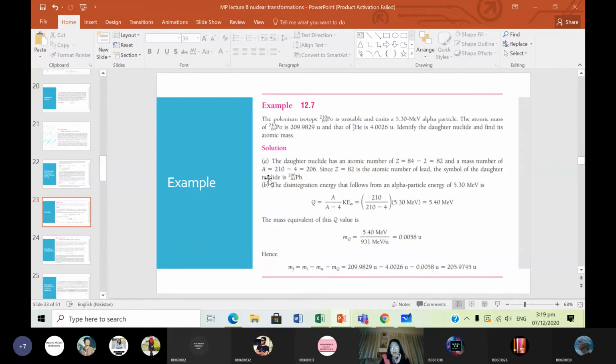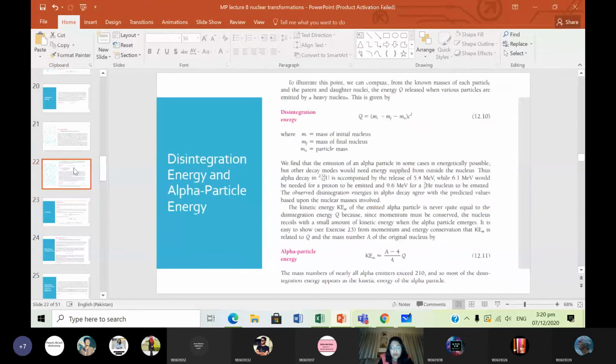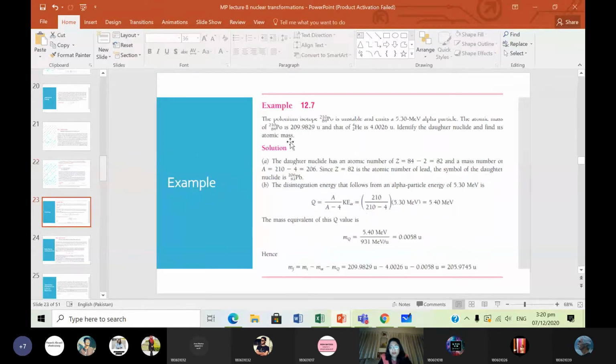So find the atomic mass. Now we have the kinetic energy they've given us, 5.3 mega electron volts. We rearrange this formula over here to make Q the subject. We want to find the disintegration energy, Q. They're saying find its atomic mass.